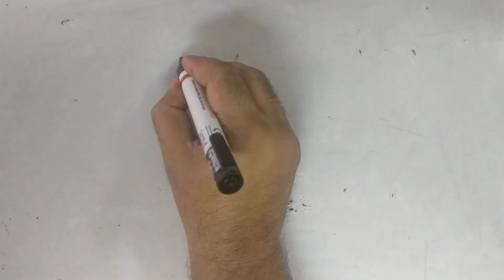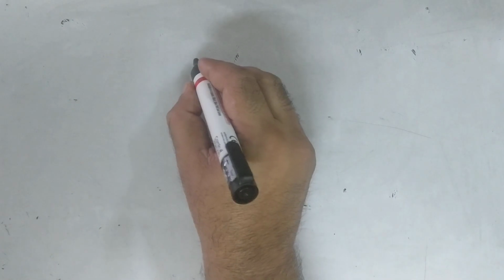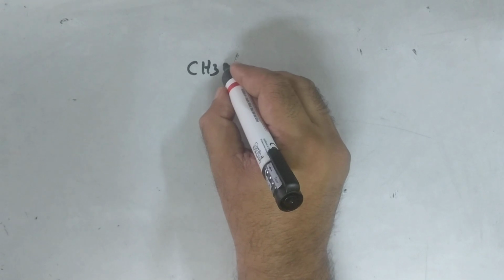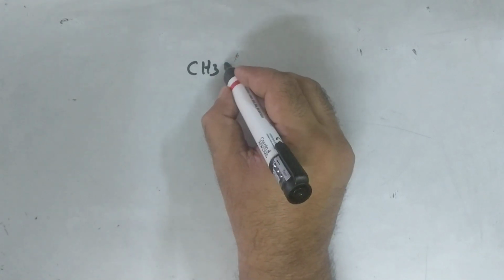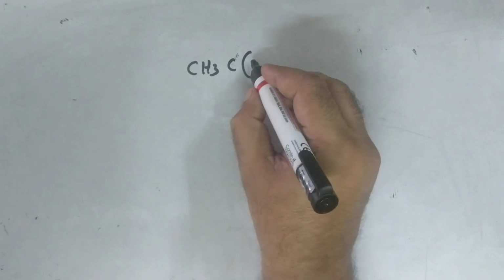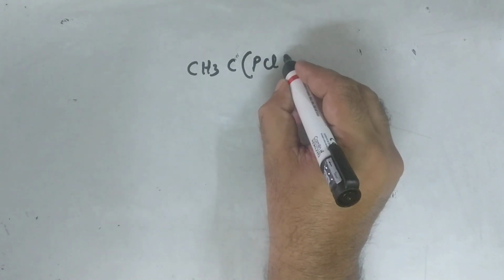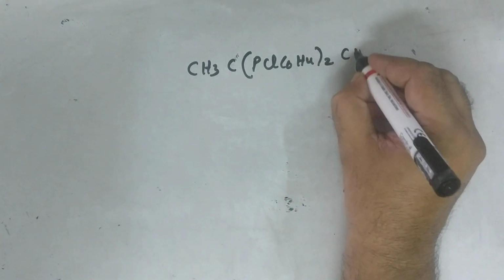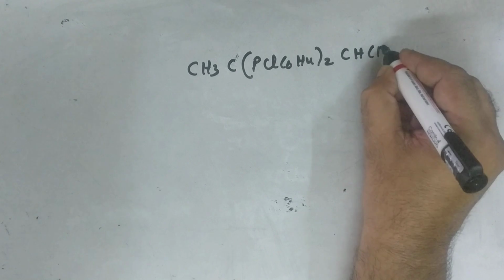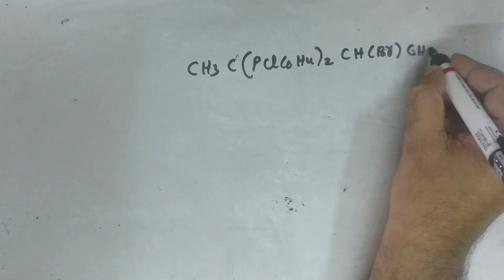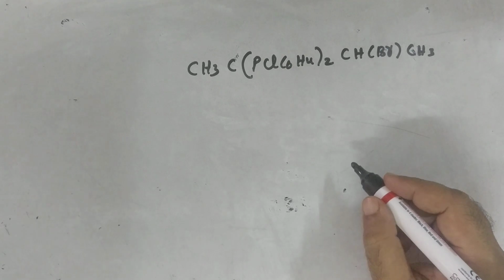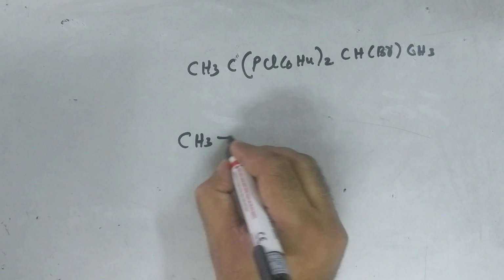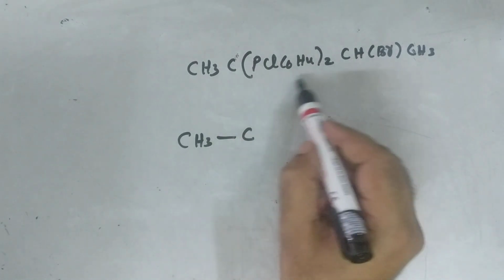because you have to write in the expanded form. So it goes like this. This is CH3. Then we have C, the bracket, p-Cl C6H4, whole twice. This is slightly a complex one. CHBr CH3. Now let's see how we write down the full form of this thing. This is CH3. This is the C.